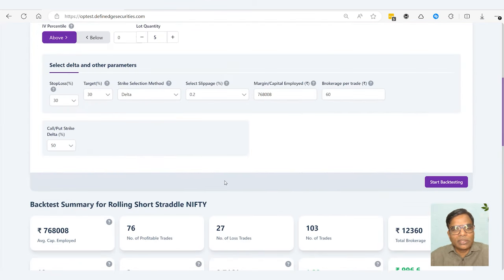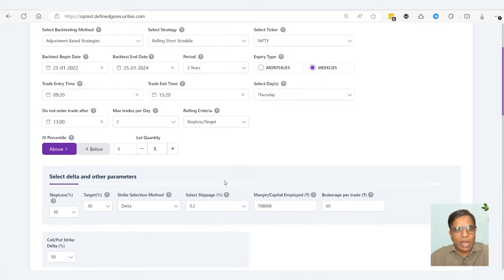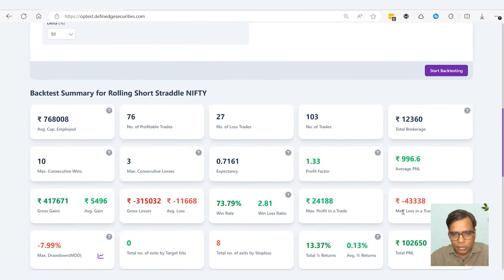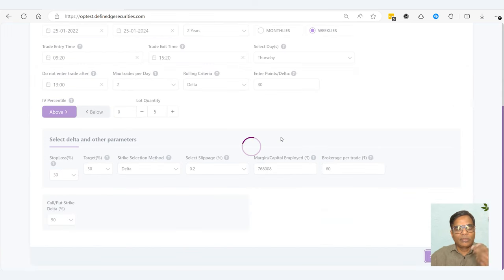Now, like this, you can change different parameters and see how each one of those behaves. Now, let's say everything is the same. Instead of my rolling criteria, I want to change it to delta. A positional delta of 30. Whenever 30 delta is breached, then I want to adjust. Then how will the results look? Look, 13% and 73% win rate. Now let's see if that changes anything.